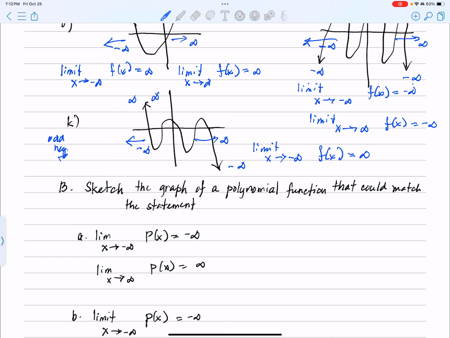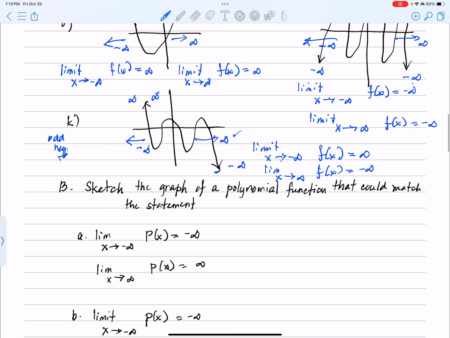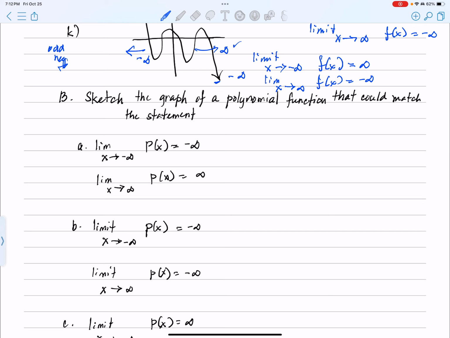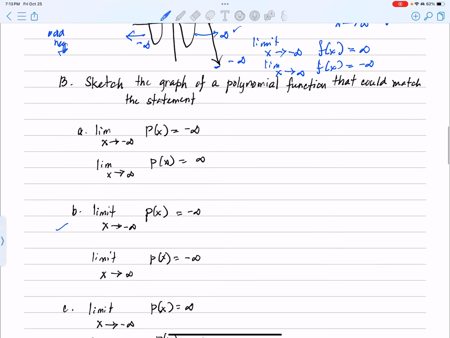Look at the arrow. It rises up. While the limit when x approaches positive infinity, the function of x is negative infinity because of this. It falls down. All right. Sketch the graph of a polynomial function that could match the statement.